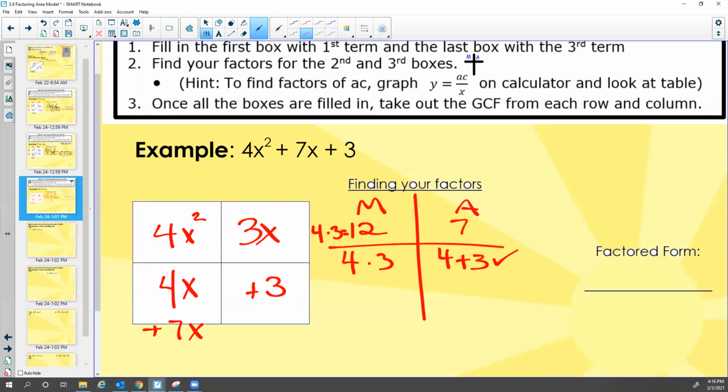All right, 4x squared and 4x. Greatest common factor is 4x. Well, what multiplies by 4x to give me 4x squared? 1x. What times 1x gives you 3x? Well, that would be plus 3. What times 3 gives us 3? Well, that would be 1. Is 1 times 4x 4x? It is. Meaning my factors are 4x plus 3 times x plus 1.